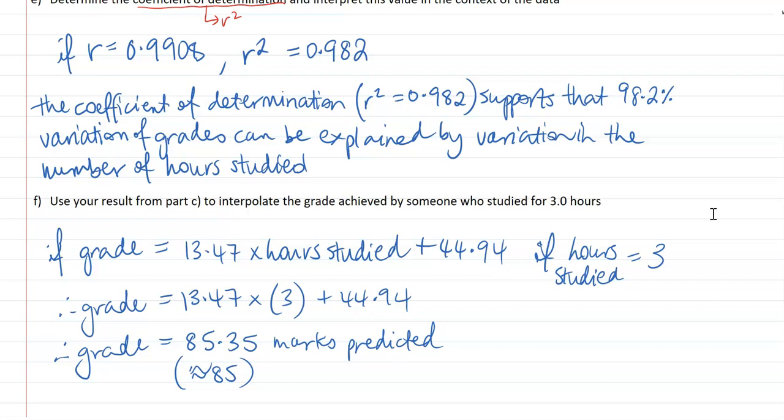Moving on to the last part F, we're going to use our result from part C to interpolate the grade achieved for someone who studied 3 hours. So if I know the grade is 13.47 times hours studied plus 44.94, I'm just going to sub in 3 hours, and that gives me a predicted grade of 85.35 marks, so around 85 marks.